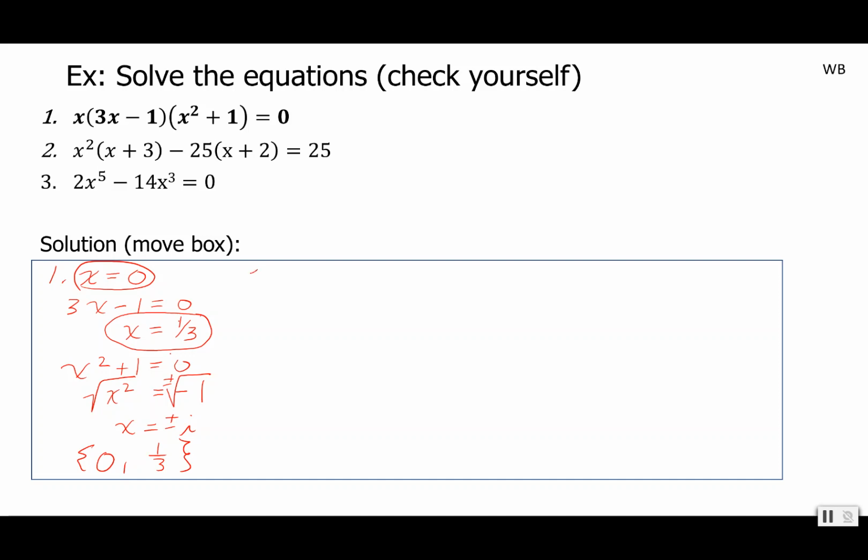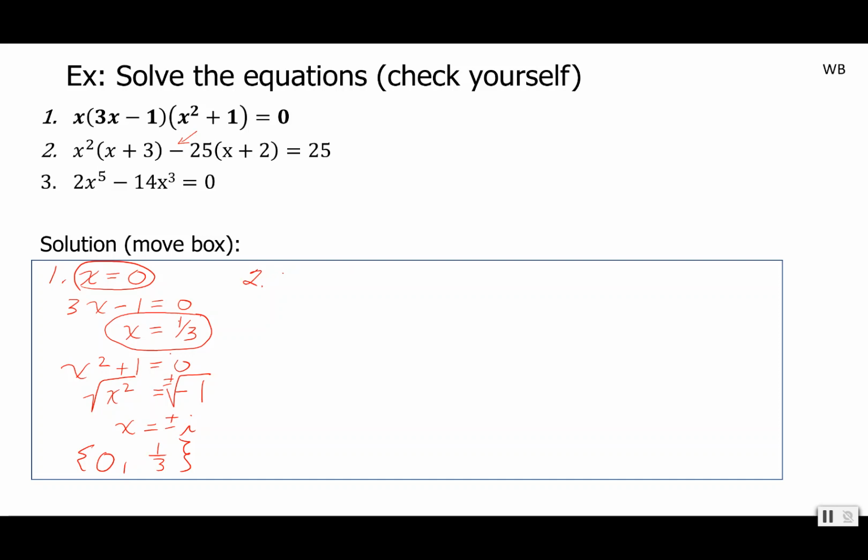For problem number 2, this one we included specifically because it kind of looks factored, right? But it is not at all factored because we have something besides multiplication between our terms. So the first thing we need to do is actually undo the partial factoring that's gone on here.